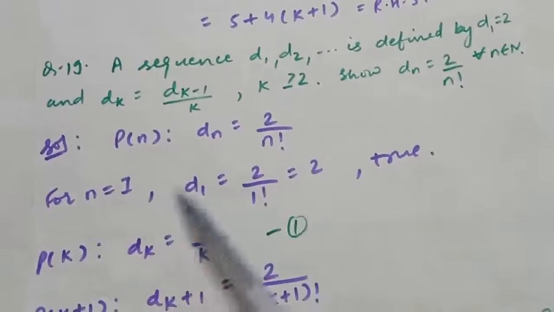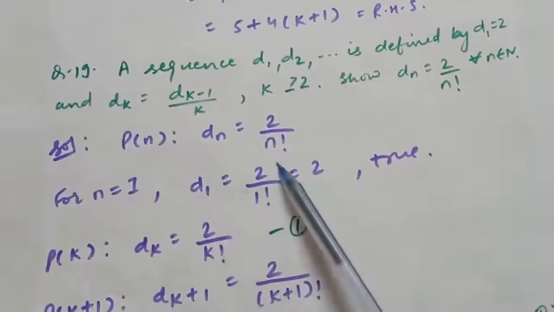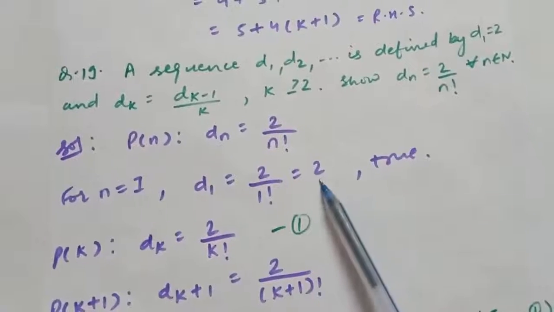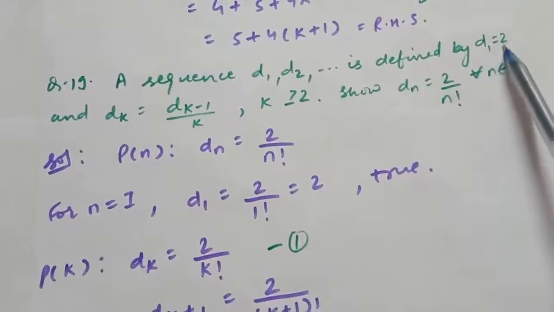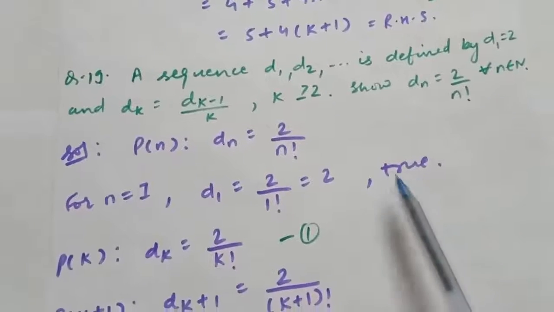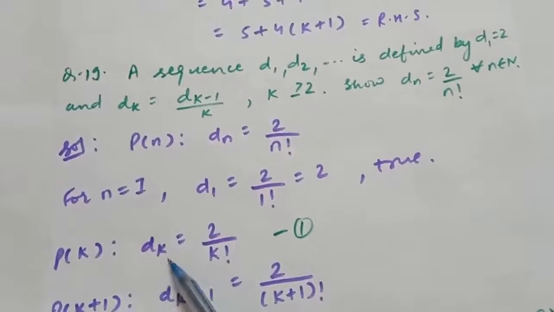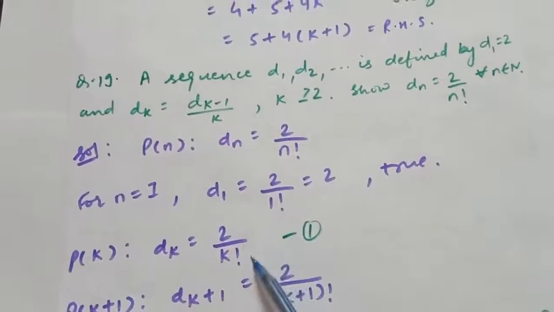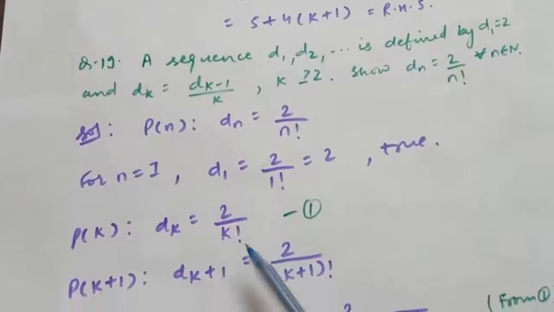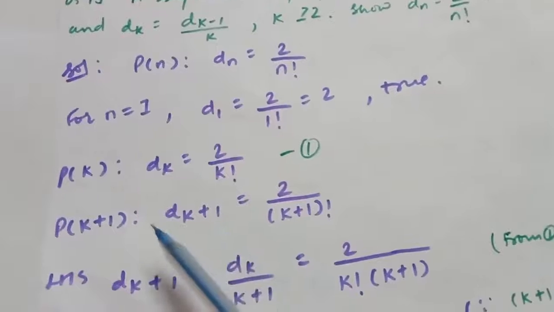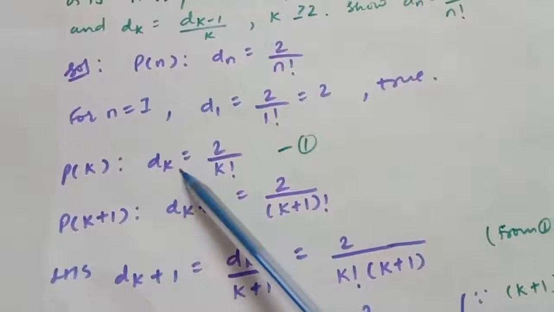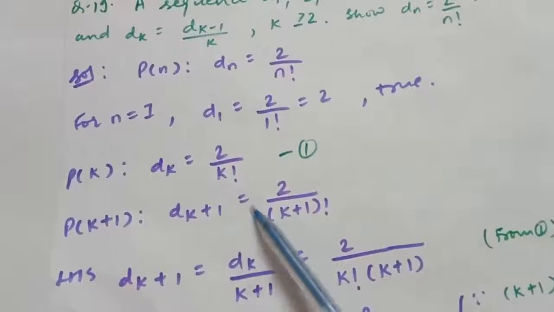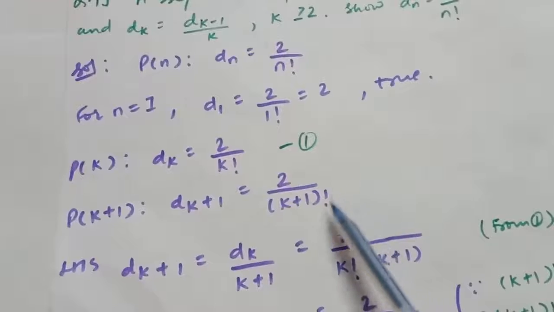Now for n equal to 1, in place of n put 1. So it will be 2 upon 1 factorial. 1 factorial is 1, so the answer will be 2. And in the question also d1 is 2. Therefore it is true. Assuming for Pk that it is true, dk is equal to 2 upon k factorial. Now we have to show that P(k plus 1) is also true. So in place of k, write k plus 1. So d(k plus 1) is equal to 2 upon (k plus 1) factorial.